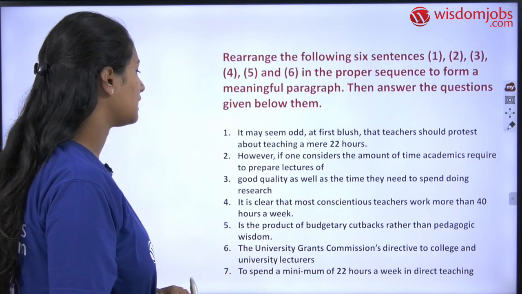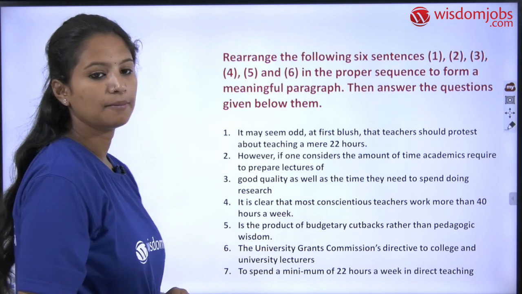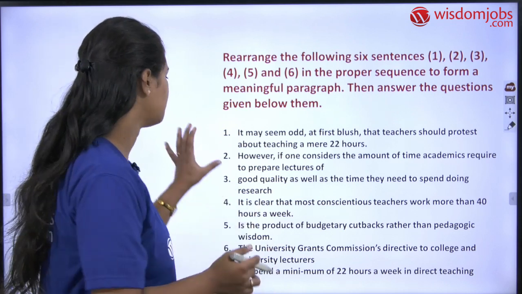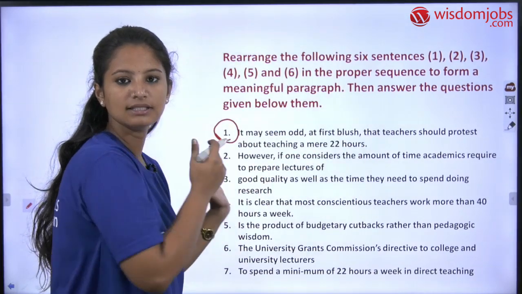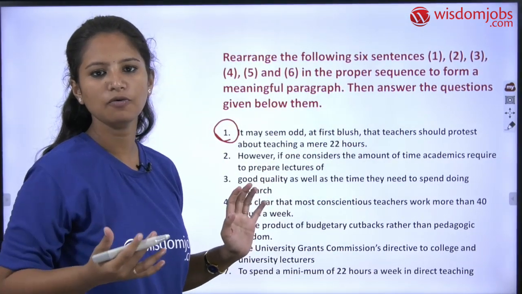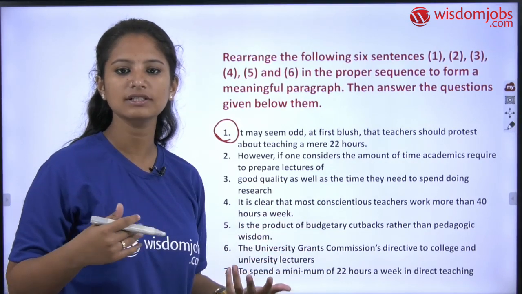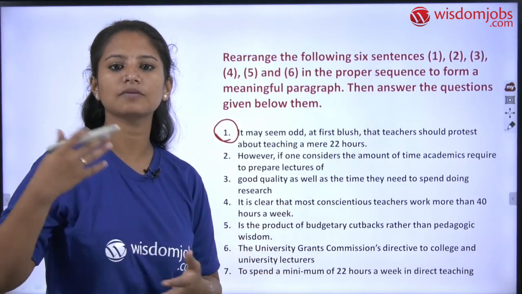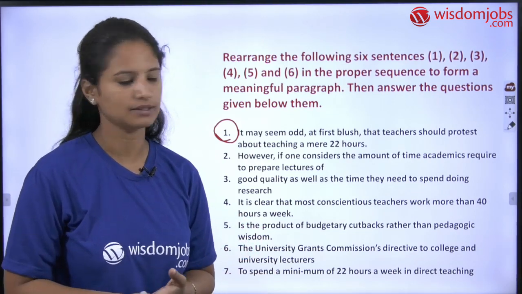It may seem odd at first blush, the teacher should protest about teaching a mere 22 hours. This is the first sentence. So you should understand the whole sentence and then go with it. Now we will be solving it like this. We will go through all the modes: basic level, easy levels, medium, and then we will also solve the hard levels, which is basically a difficult mode of Parajumbles.